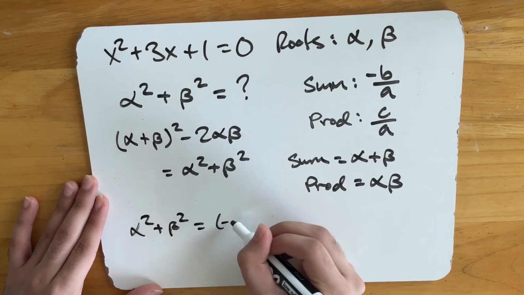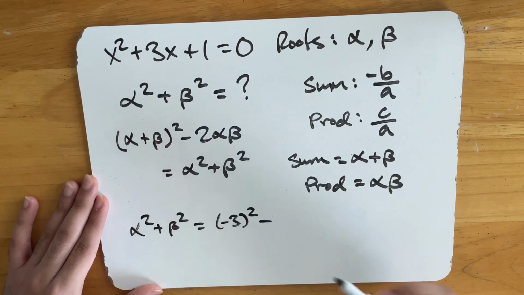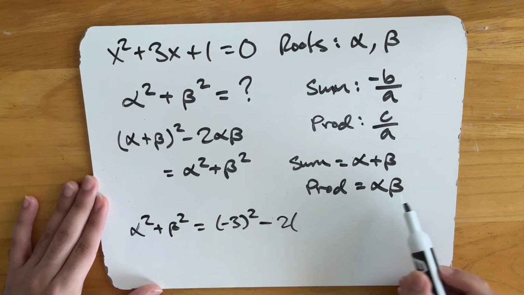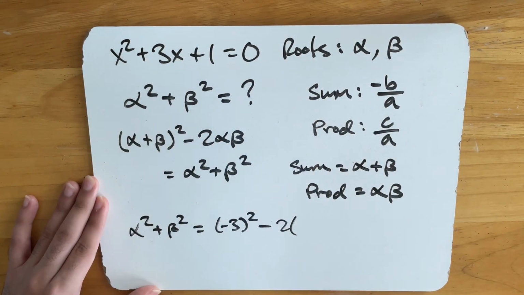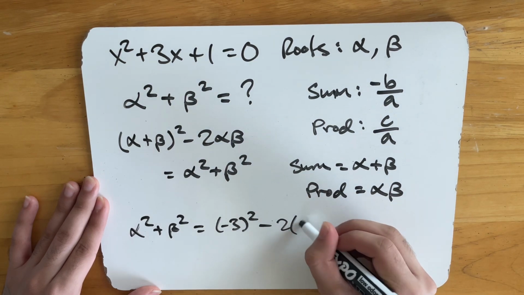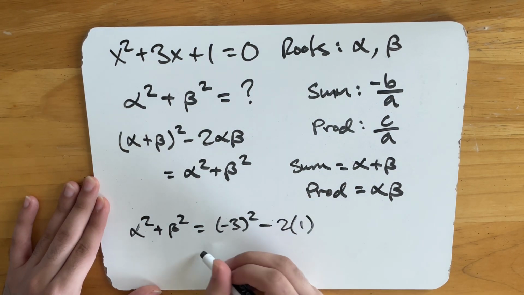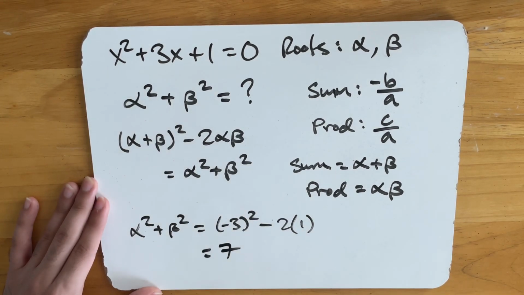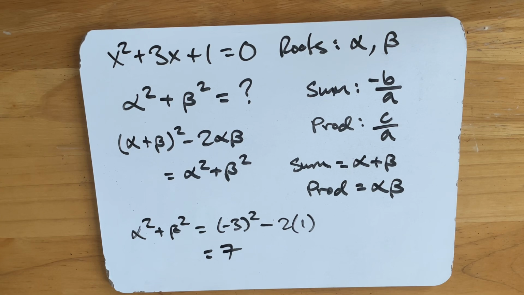so negative 3 squared minus 2 times, what's alpha times beta? Alpha times beta is equal to c over a, which is equal to 1 over 1, which is just 1. And that's easy, we can just evaluate that. So negative 3 squared is 9. 9 minus 2 times 1, so that's 9 minus 2, which is equal to 7. So that's our answer: alpha squared plus beta squared is equal to 7.